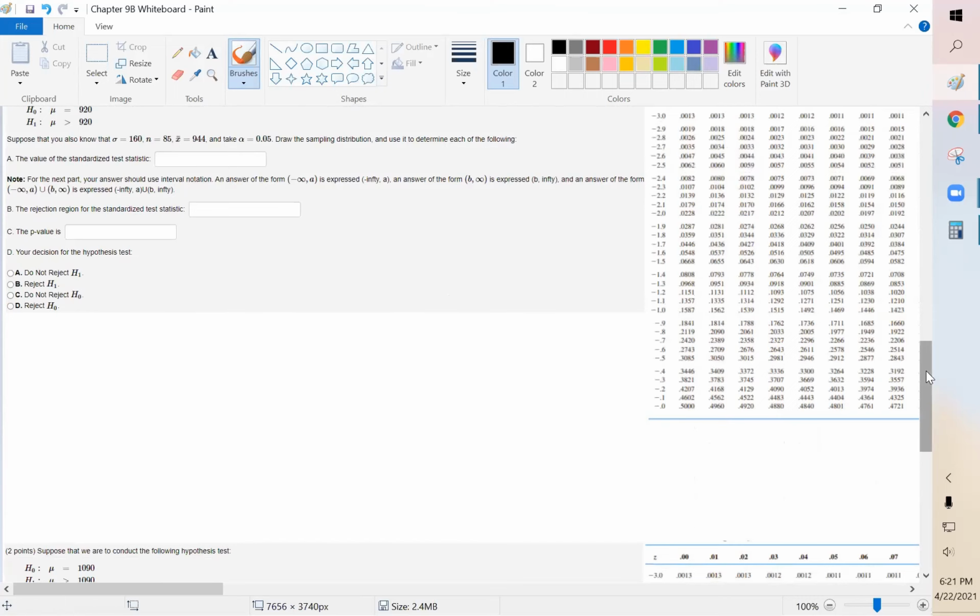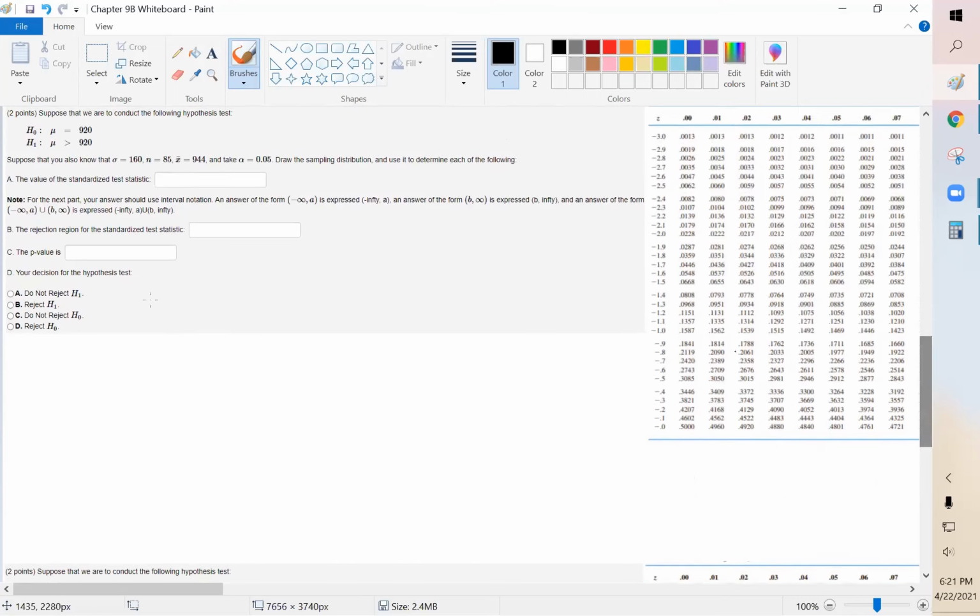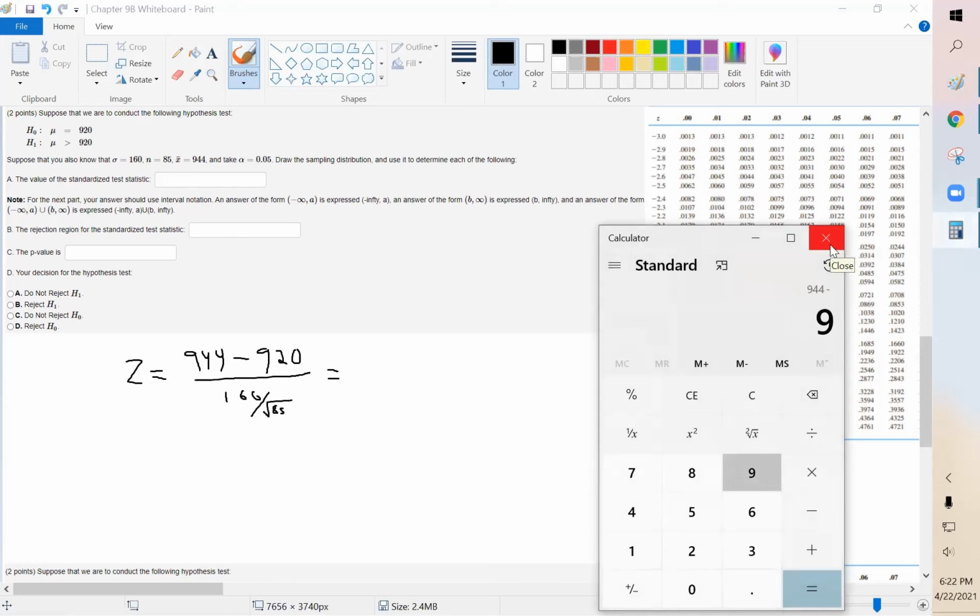Let me scroll up just a little bit so you can see the whole thing. So in this case, we start the same as before. We need to get our test statistic. So Z is equal to our X bar, which is 944, minus 920, divided by our standard deviation, which is 160, over the square root of our sample size, 85. And here, we'll pull up our calculator.